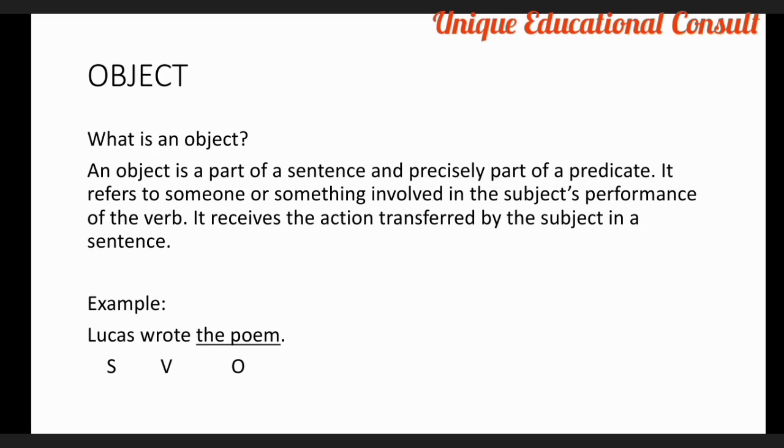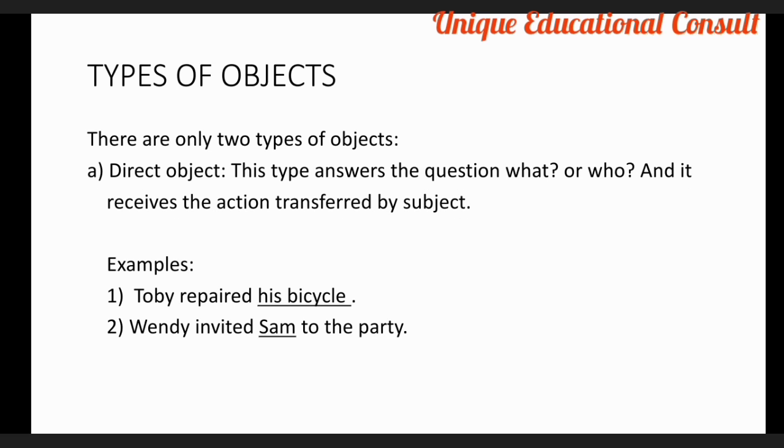Now, let's go ahead to look at the types of objects we have in English language. We have the first one, which is direct object. Direct object is a type that answers the question what or who. And also, this object receives the action that is directly transferred to it by the performer of the action, which is a subject.